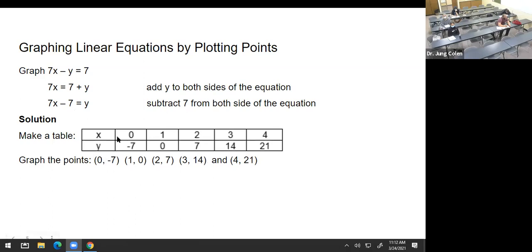So we have ordered pairs 0, comma, negative 7; 1, comma, 0; 2, comma, 7; 3, comma, 14; 4, comma, 21. You can graph these points on grid paper, right? So I'm going to give you the grid paper, and you can make the x-axis and y-axis on this graph. You can make it smaller on one corner so you can use the rest of the space.